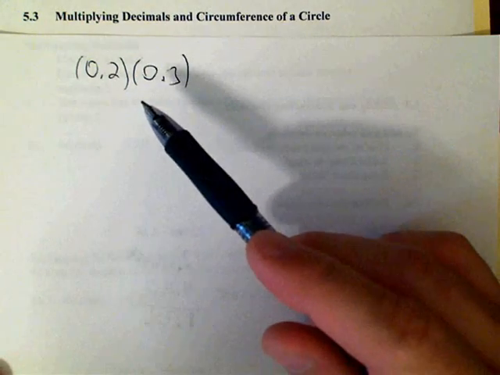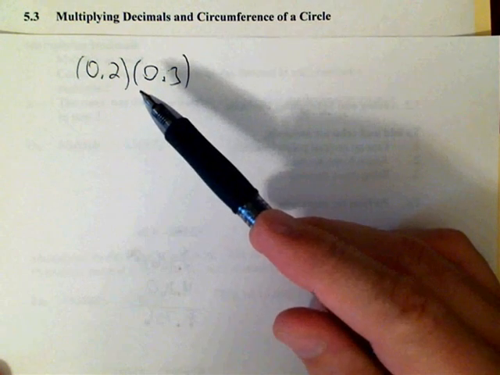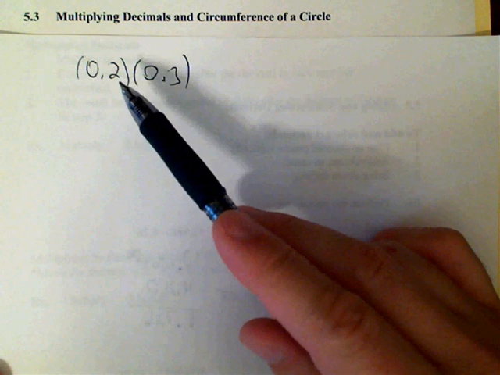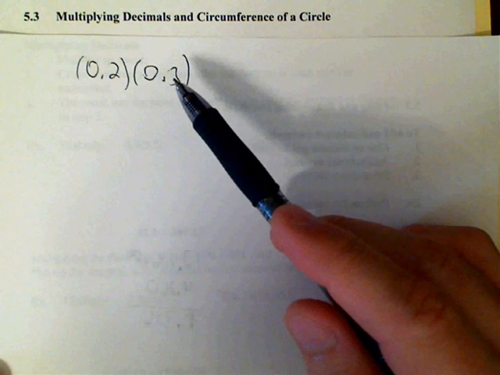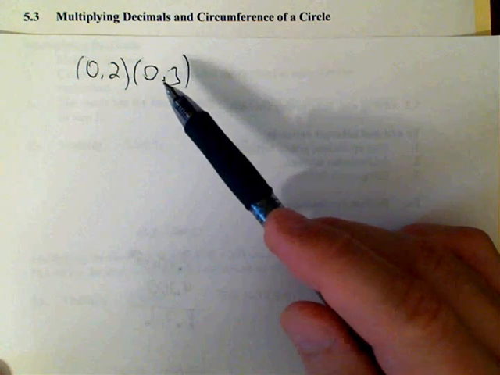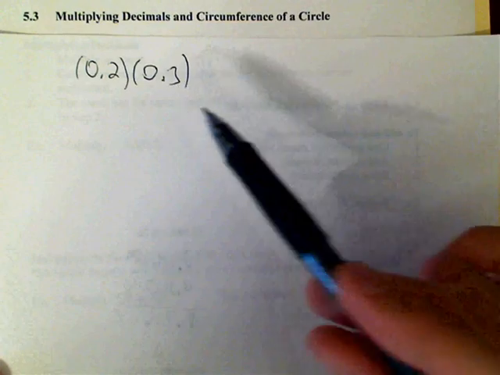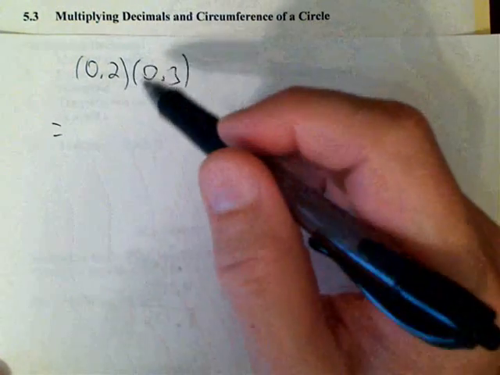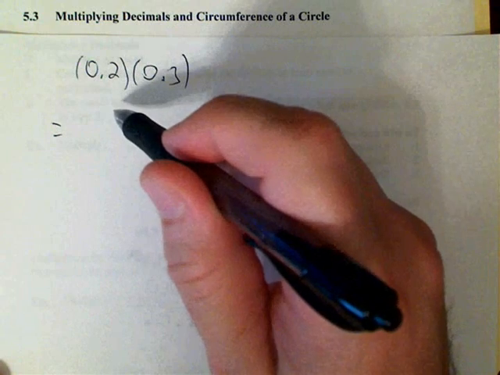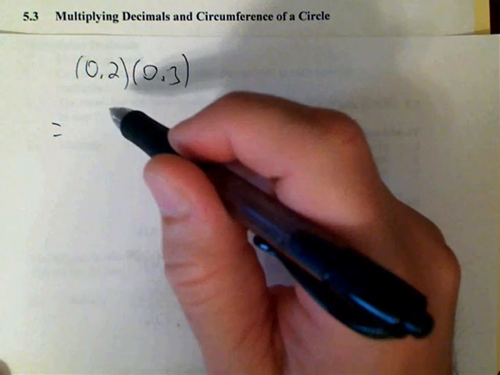Now if you look at that, some people want to say the answer is 0.6. That is not the case, because when you read this, that's the same as 2/10 times 3/10. Think of fractions. We're multiplying tenths. A tenth times a tenth is a hundredth. So let's use fractions to represent this and multiply with fractions. You can see the reason why you multiply decimals the way we're going to.